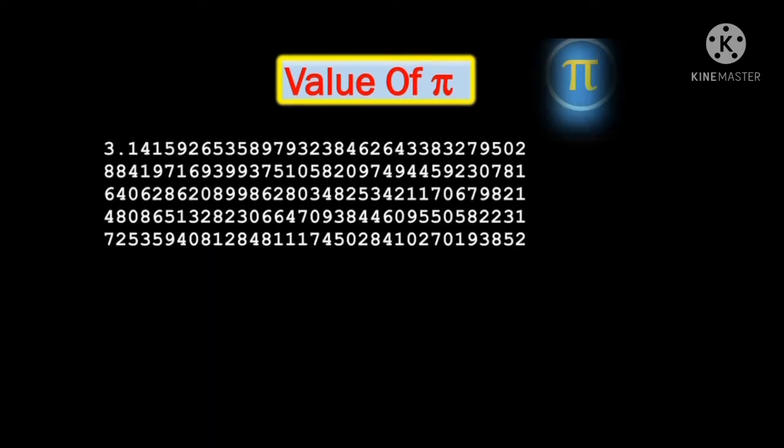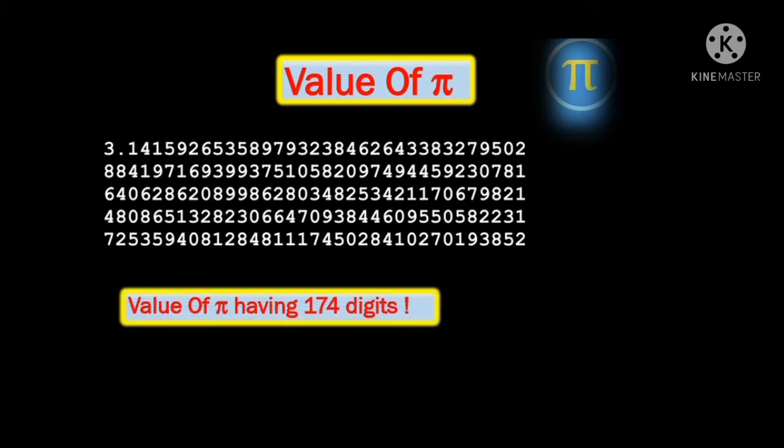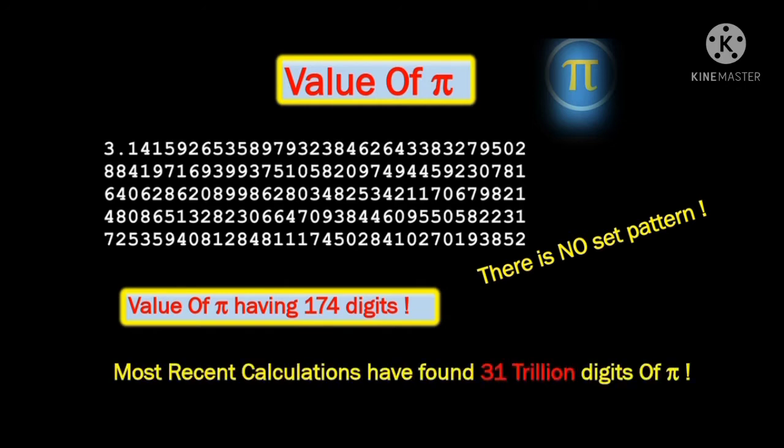So here is the value of pi having 174 digits. So as you can see here, the numbers appear very randomly and they have no set pattern. Now if this number seems very accurate to you, think again, because recent calculations have found 31 trillion digits of pi. Now just so that you appreciate this number better, it will take 47 billion pages approximately to write out all these digits of pi.